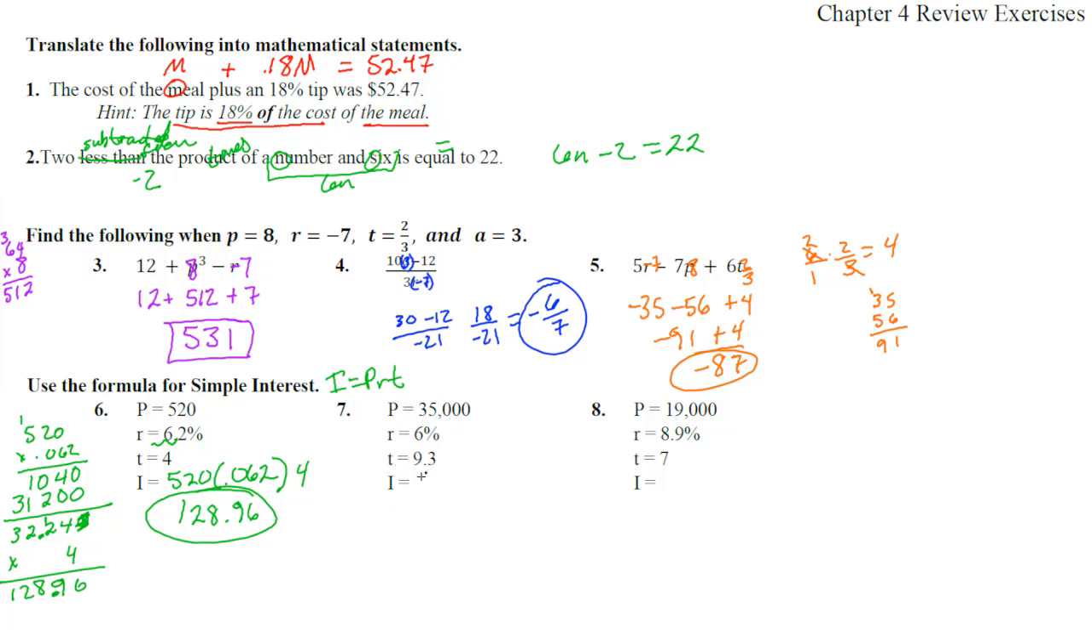So we get 35,000, that's the P, times the rate, which is 0.06, times the time, which is 9.3 years. Okay, so 35,000 times 0.06. So 6 times 0 is 0, 6 times 0 is 0, 6 times 0 is 0. 6 times 5 is 30, and 6 times 3 is 18, plus 3 is 21. And we have 2 decimal places right there, so we get 2100. Now we got to times that by 9.3.